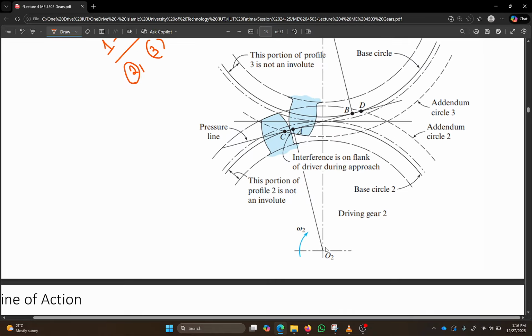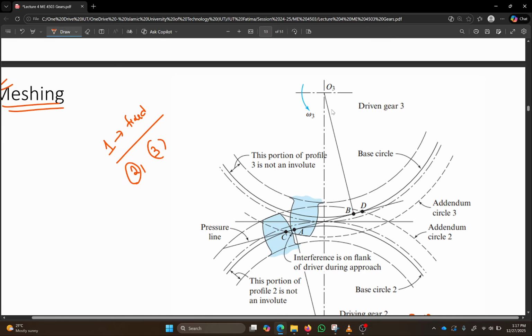So over here, they have selected gear two, whose center is over here, and this is the driving gear. Driving gears are also called pinions. And there's another gear which is actually getting the motion from the initial pinion. That is called a driven gear, and driven gears are simply called gears.